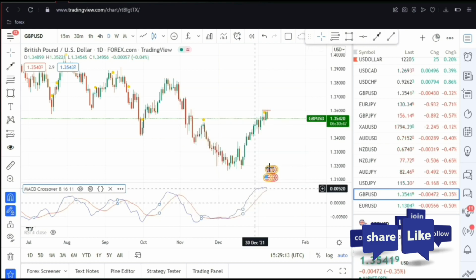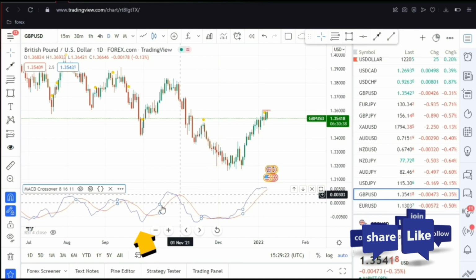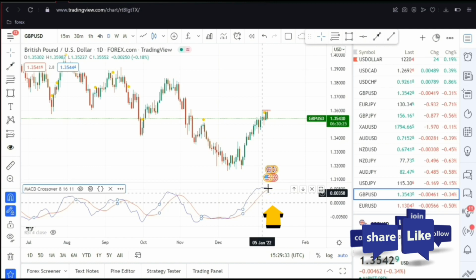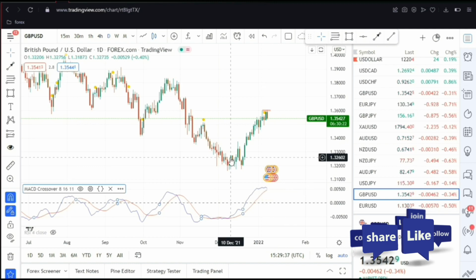So the first thing that you do is to wait for the MACD to cross. If you look at GBP USD, you can see there is no cross here. There have been several crosses here, here, here, and here. So let's take an example here. What are we going to do if the MACD crosses this level? If we see a cross around this point, the first thing that we do is to go to a lower time frame, the 4 hour.